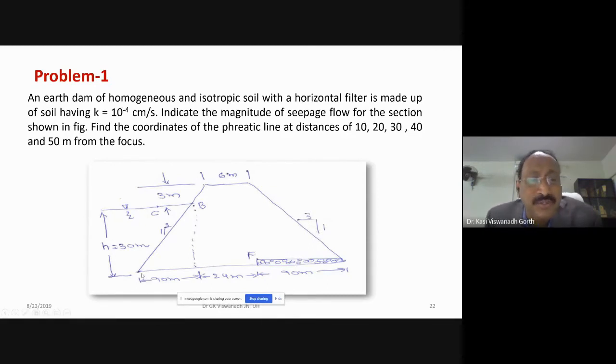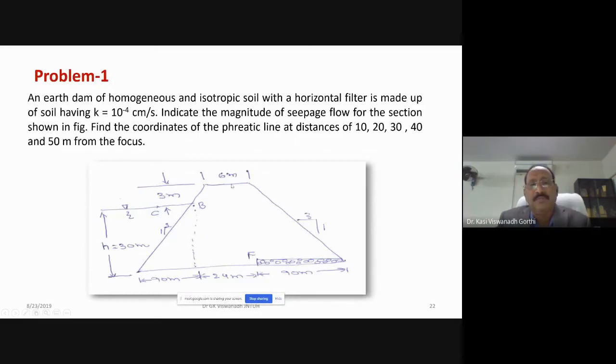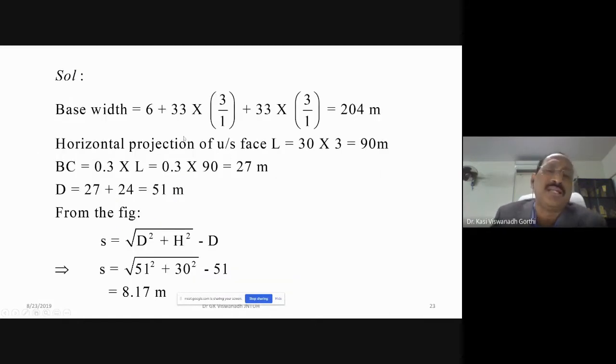So accordingly, you will be able to arrive at the total base width of the dam. The base width of the dam will be the top width, which is 6, plus the horizontal projection on the left hand side and the horizontal projection on the right hand side. So you have 3 horizontal to 1 vertical: 33 into 3 by 1 plus 33 into 3 by 1 on the right side. The sum of all this will be equal to the total base width. The total base width will be 204 meters.